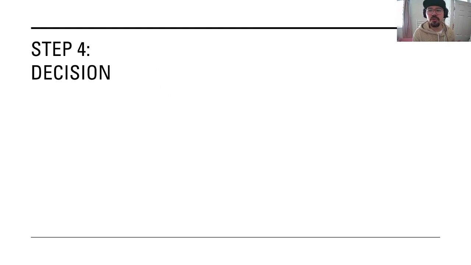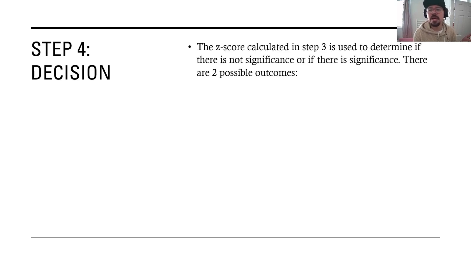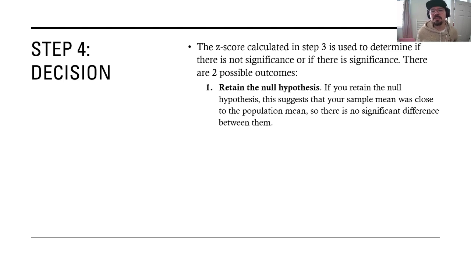Finally, in step 4, you make a decision. I know it sounds odd for me to say to you, you make the decision, but it's a decision based on the analysis that you conduct. So the z-score is calculated in step 3, and it's used to determine whether there is significance or if there is not significance. That means there are 2 possible outcomes. The first possible outcome is that we retain the null hypothesis. If you retain the null hypothesis, this suggests that your sample mean was close to the population mean, so there's no significant difference between them.